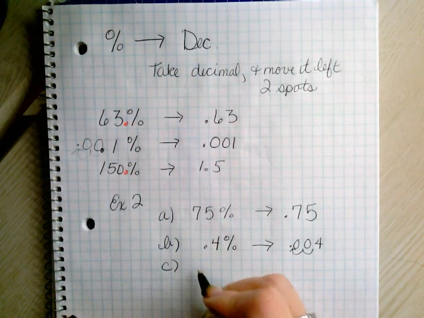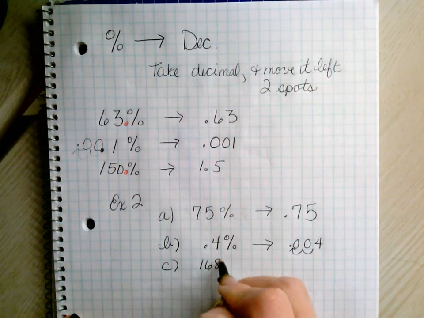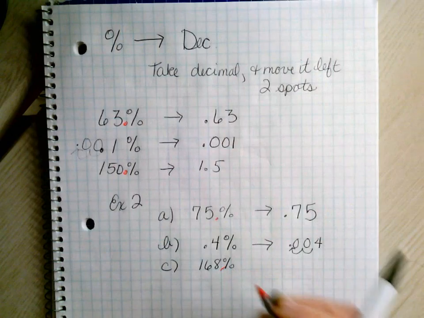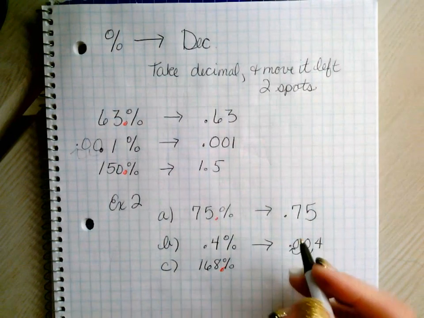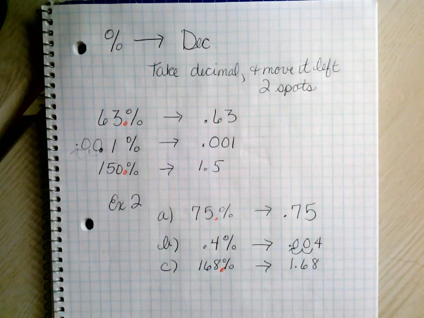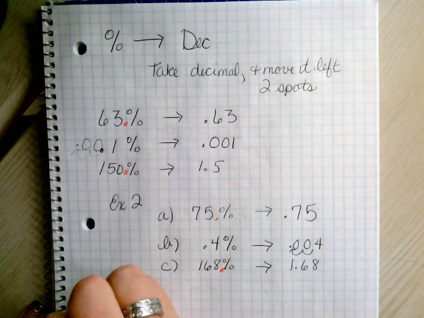Lastly, letter C, 168%. Your decimal that you don't see here and here, they're there, you just didn't write them. 1.68. Okay? How are you guys feeling about all this? Okay, wonderful. Example 3, I'm moving on.